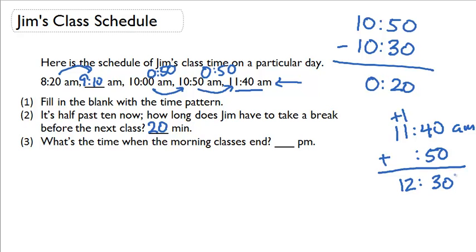Problem here is I need to recognize that this is in the afternoon. It's 12:30 p.m. because I've already gone beyond my morning time into the afternoon. Great. So that means in my last blank, I can put, very simply, 12:30.